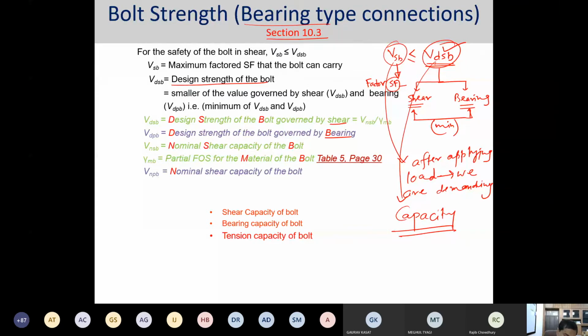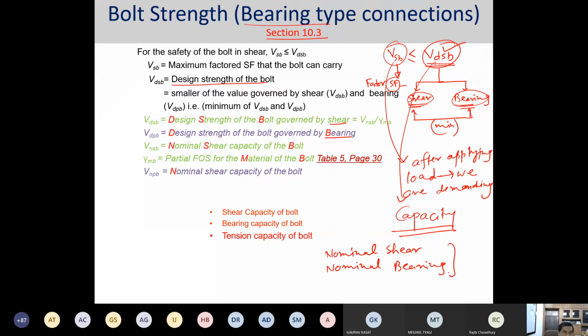So how to define the design shear strength and the design bearing strength? The next portion is coming. To find the design bearing strength and design shear strength, we have to have a certain nominal shear capacity and some nominal bearing capacity. After calculation of the nominal shear capacity and nominal bearing capacity.